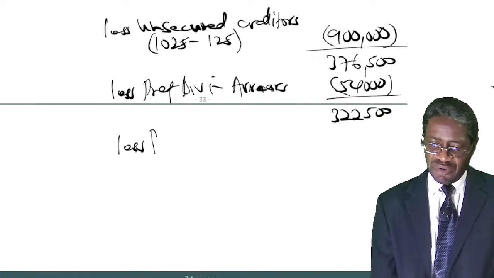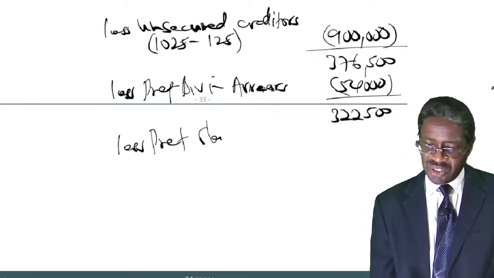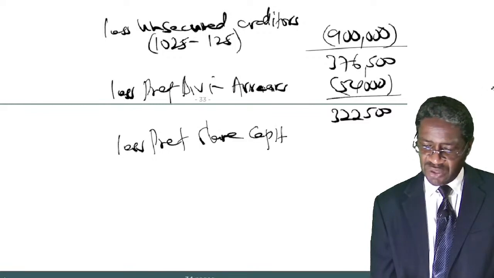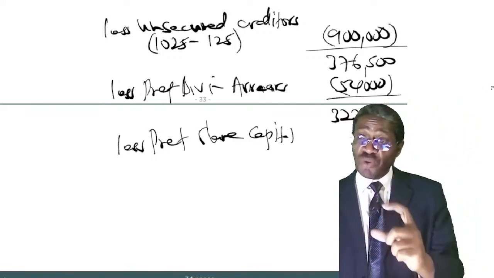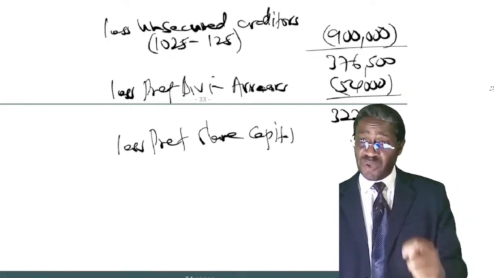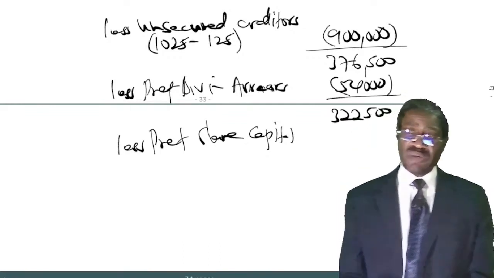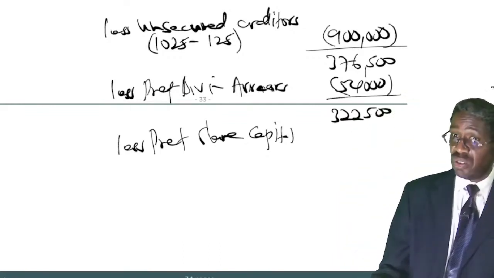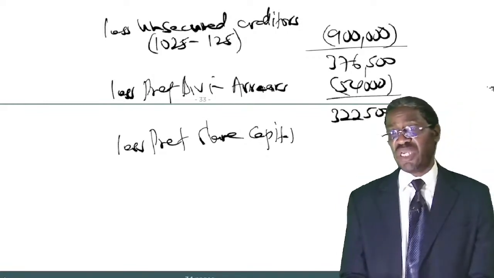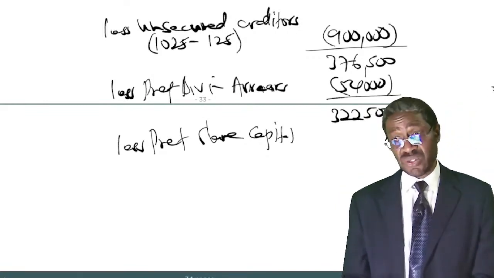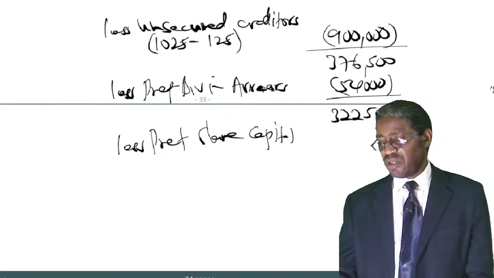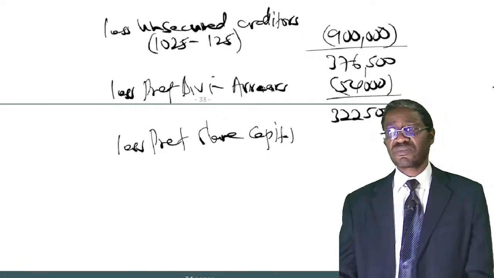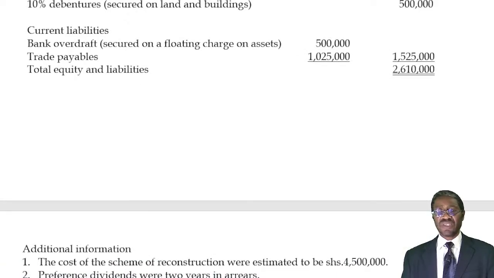We can pay the preference share capital now. Let's pay preference share capital. So let's go to the balance sheet and see how much we owe them and whether we have enough to pay them. We are remaining with a balance of 322. The next category of people to be paid are the preference shareholders. Do we have enough to pay them? That's what we want to know. So from this balance sheet, how much is the preference share capital?